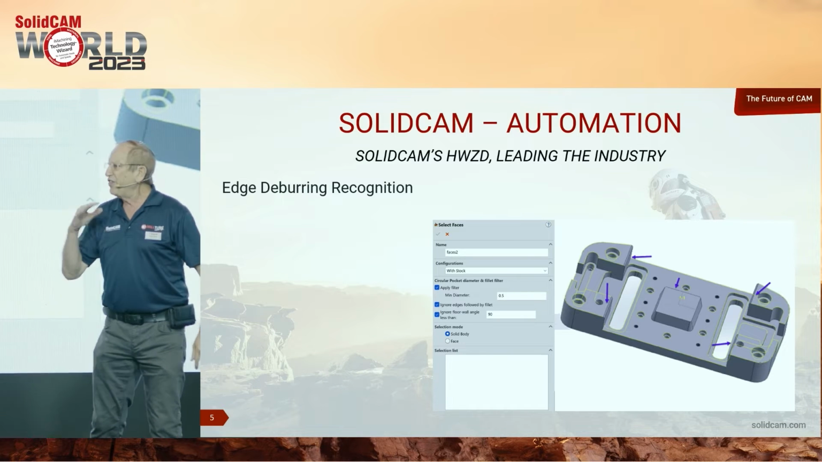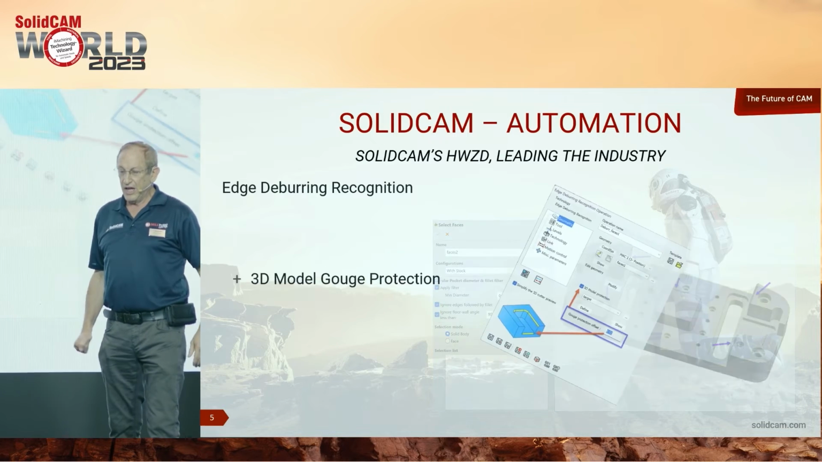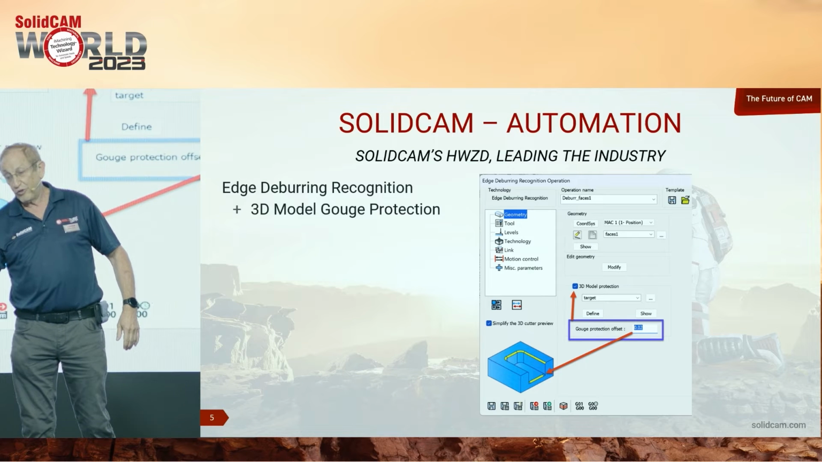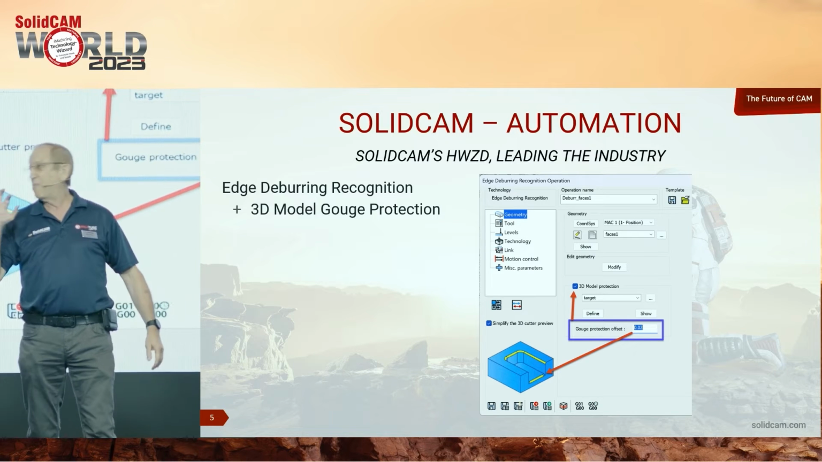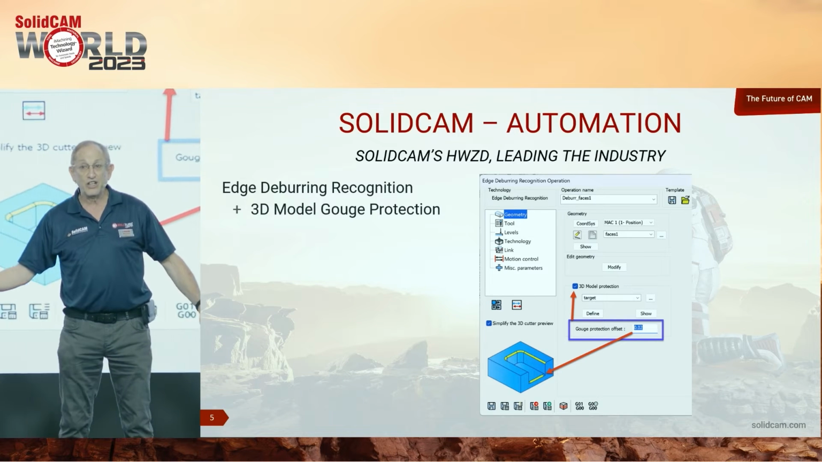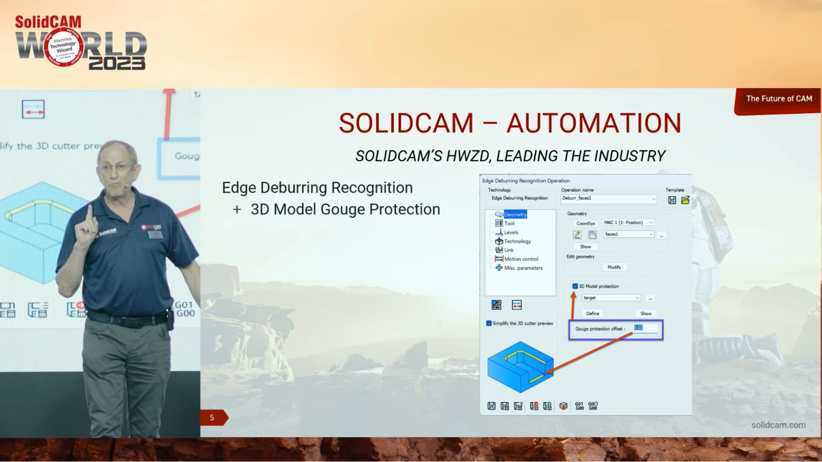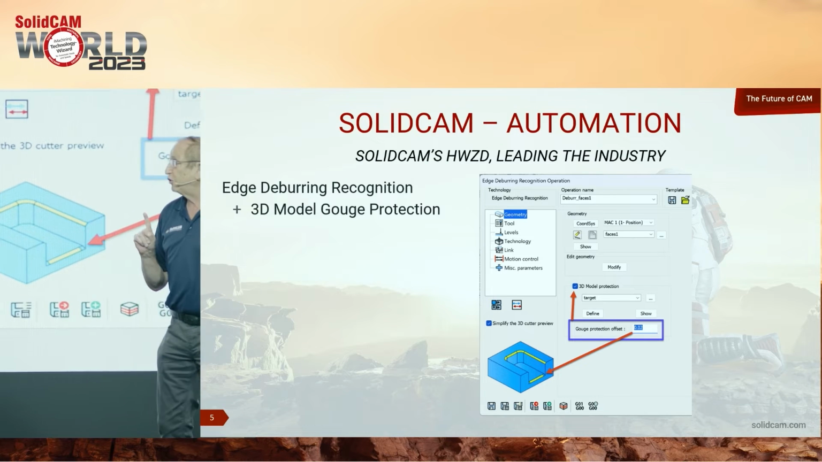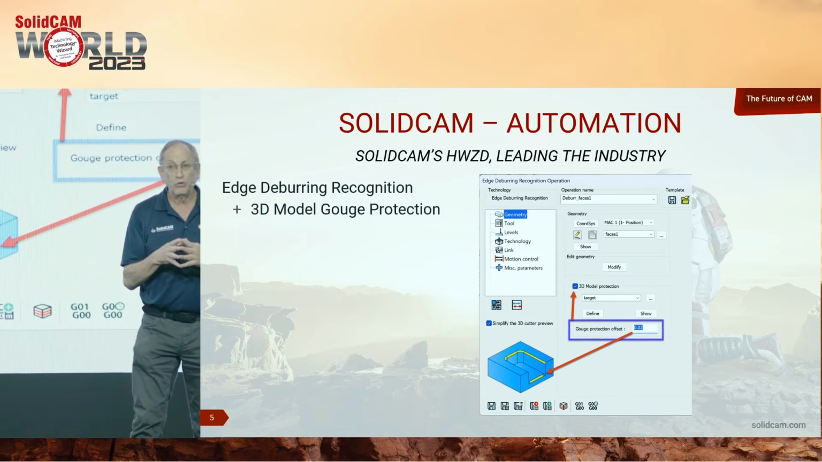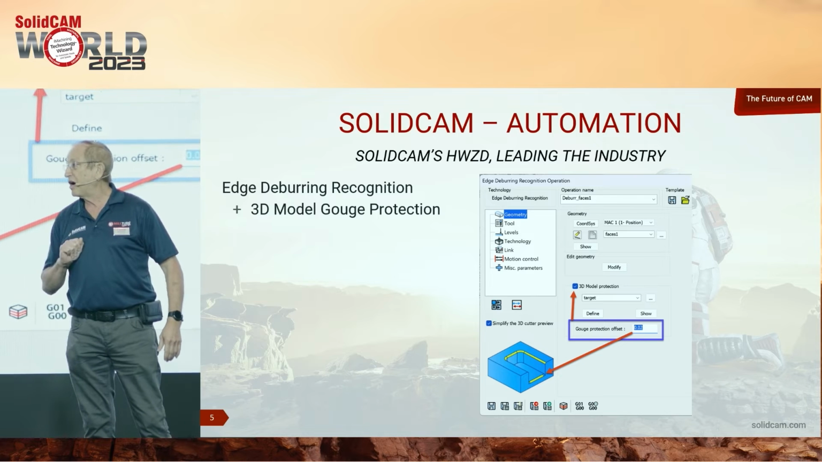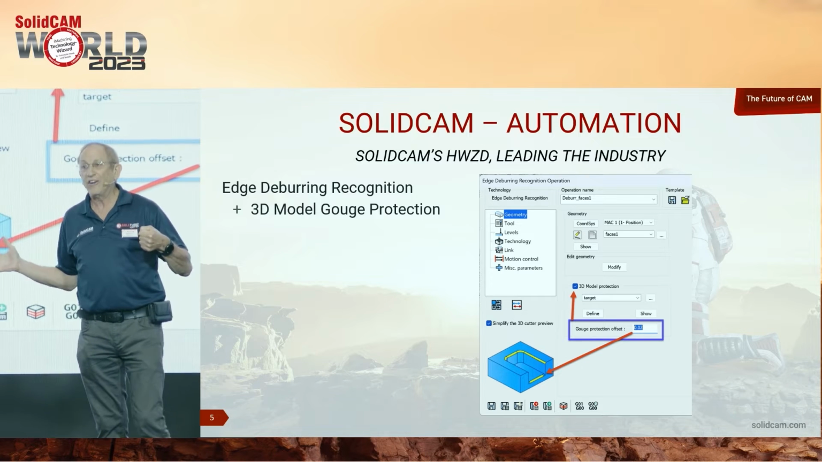Now, one of the things we've always had, at least for a while now, is 3D model gouge protection. This is extremely important. Just make sure that the shank of the tool does not crash into your model. It does not actually gouge the model, I'd like to say.